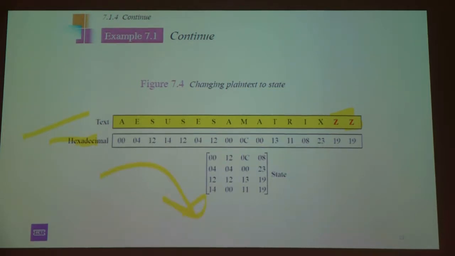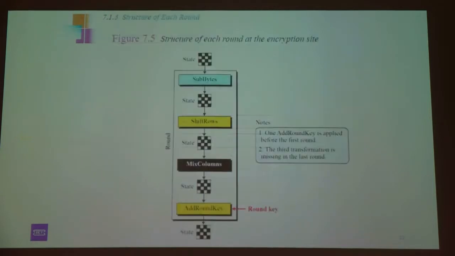And to convert it to a state, what do you do? So 0, 0, 0, 4, 0, 4, 12, 12, 14, 14, and so on and so forth. Right? So I don't think you can get confused. You can't get confused after this, right? Okay, how to convert and convert back.